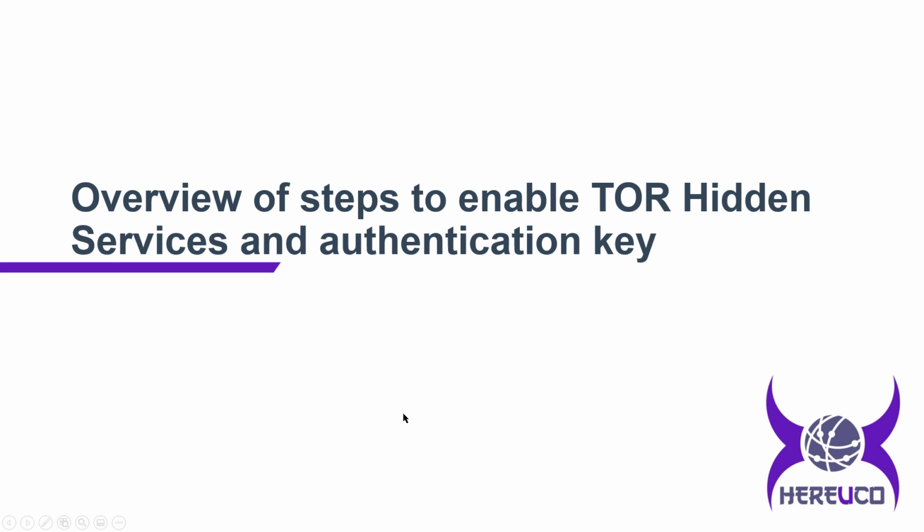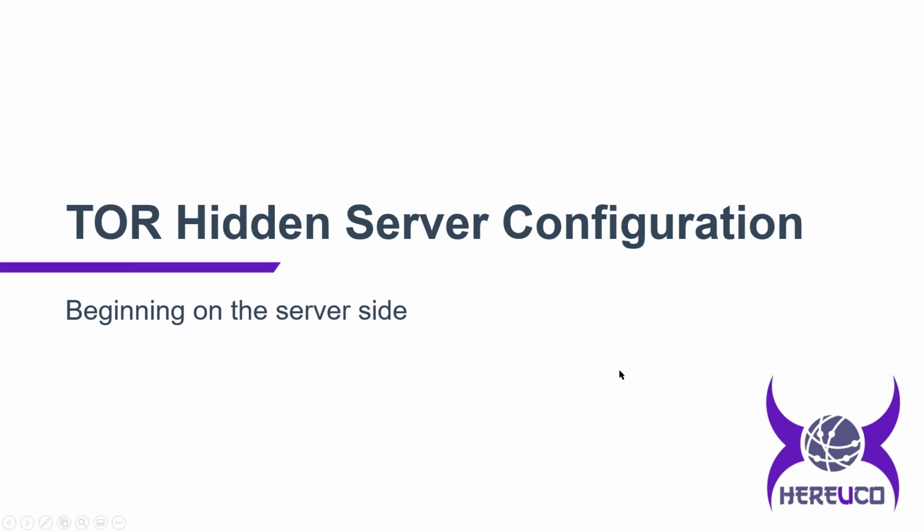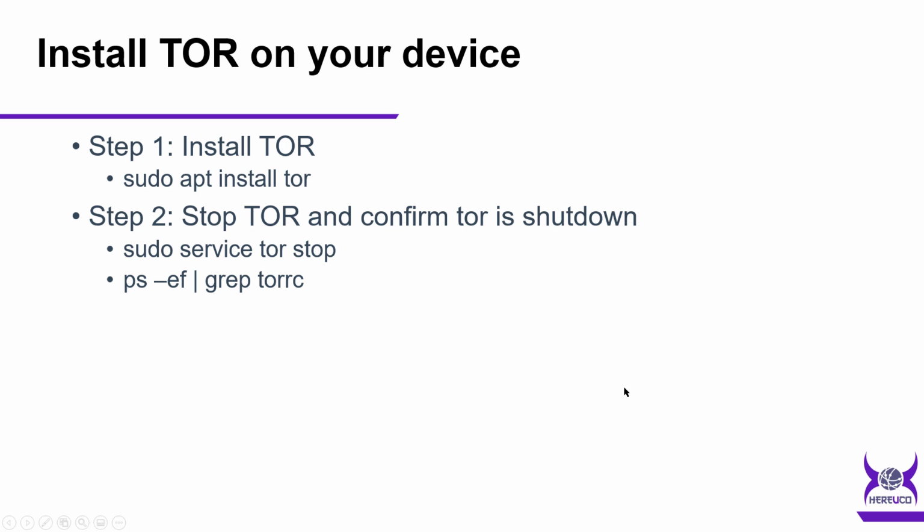So let's go over the steps to enable TOR Hidden Services with Authentication Key. We'll begin on the server side on the Raspberry Pi. I'm assuming you have a Raspberry Pi with an operating system installed. I used Raspbian, and all I had to do is the following. You'll need to console in via SSH into your Raspberry Pi, or plug in directly to the console. To install TOR, you just need to type sudo apt install tor.